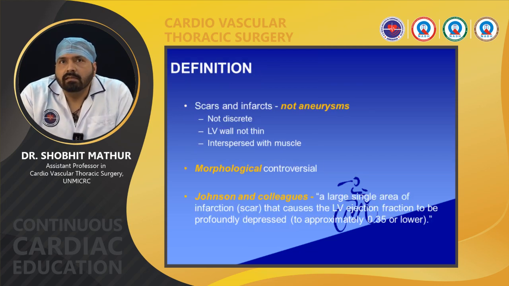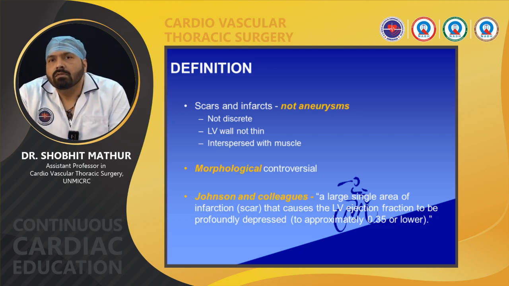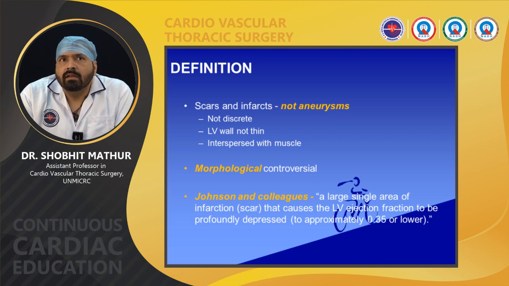Scars and infarcts are not aneurysms. Why? Because they are not discrete. The LV wall is not thin and it is interspersed with muscle tissue. So, more or less the definition of aneurysm is morphological till what we have discussed.